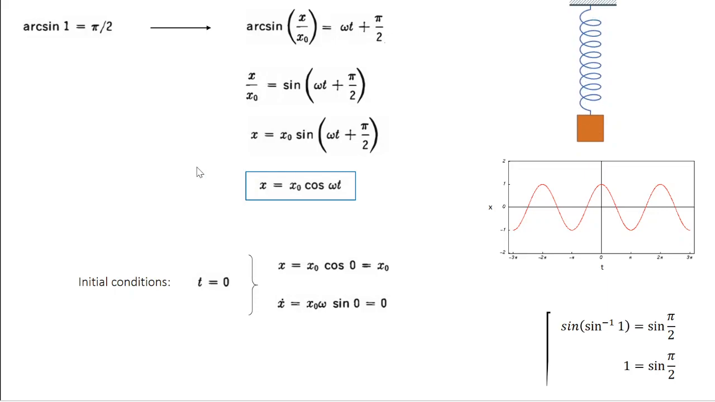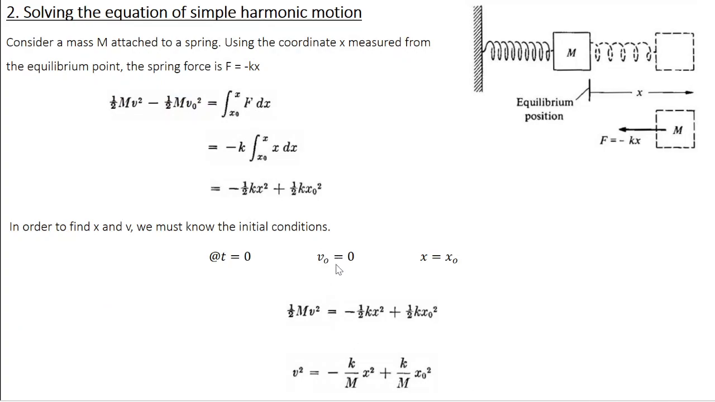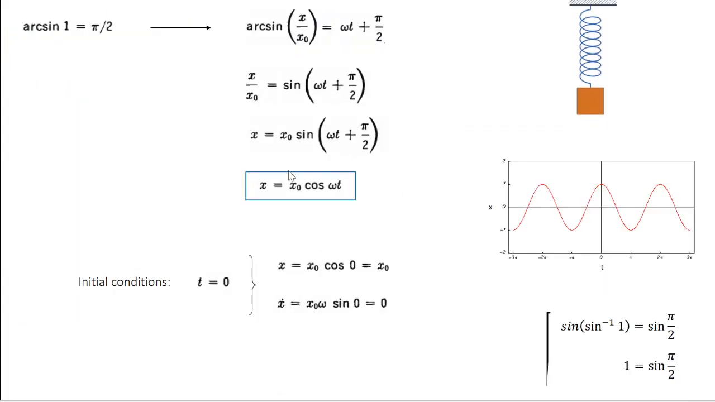Okay. Now let's quickly cross check whether our solution is correct. We know that at time t equal to 0, my velocity is 0 and position is x naught. Let's see whether that holds true with respect to this result. So when you say at time t equal to 0, x equal to x naught cos 0, which is x naught. And what about velocity? Velocity is dx by dt, which is minus x naught omega sine omega t. So when you put t equal to 0, you have x naught omega sine 0, which is 0. So both the initial conditions are satisfied. So this is the true solution.